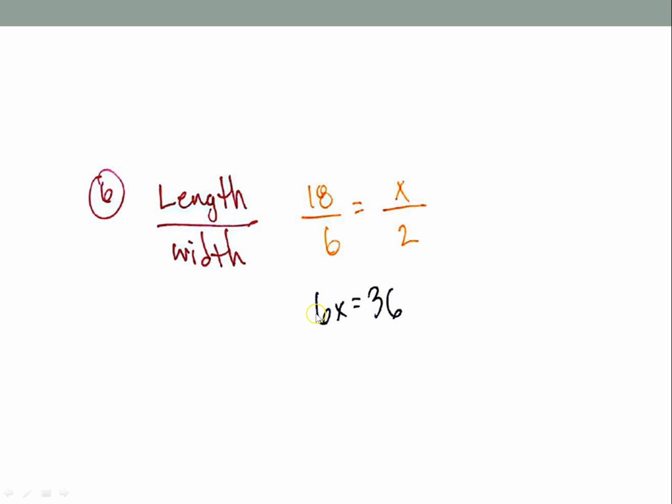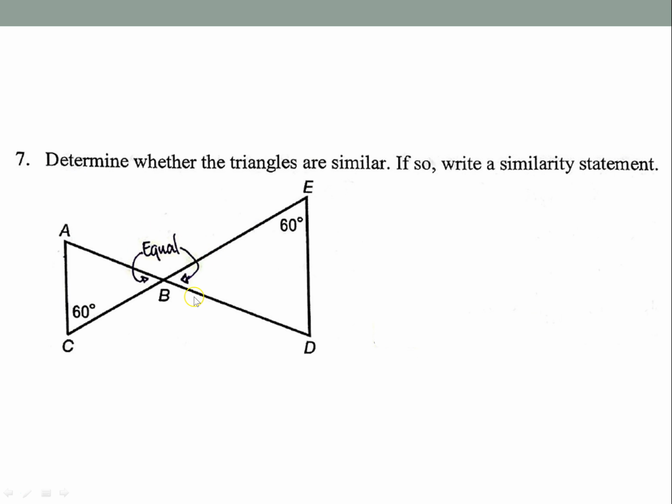So 6 times x is 6x, 2 times 18 is 36. Isolate by doing the opposite of multiplication, which is division. Oh, we got this. X is equal to 6 centimeters. Beautiful. Moving right along. We want to determine if these triangles are similar.